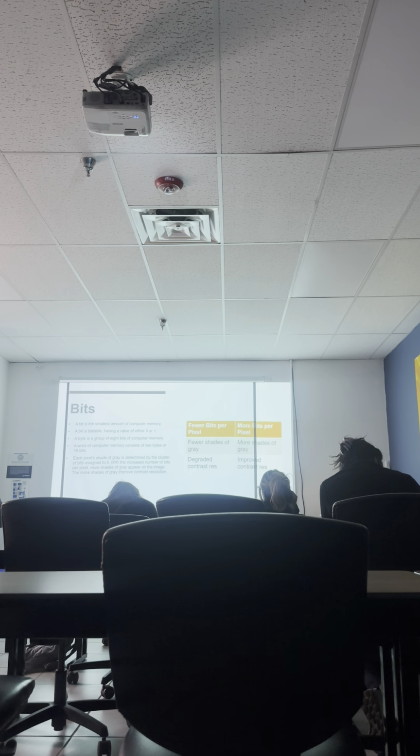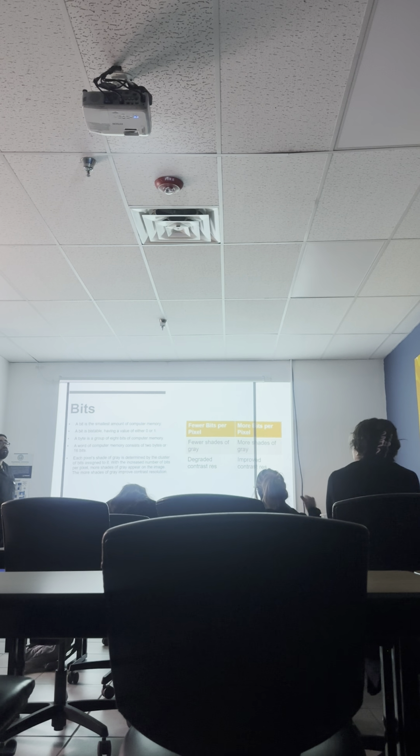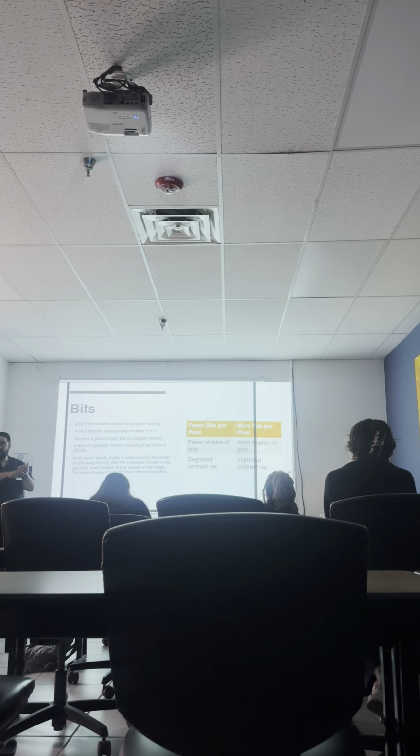Okay, so what do we want on our images? We want a high resolution. We want a high pixel density with more bits per pixel. That's what we want. So what gets improved with a higher pixel density? Spatial resolution. And what gets improved if we have more bits per pixel? Contrast resolution. So it improves the spatial resolution and the contrast resolution, having more pixels and more bits per pixel. Does that make sense?